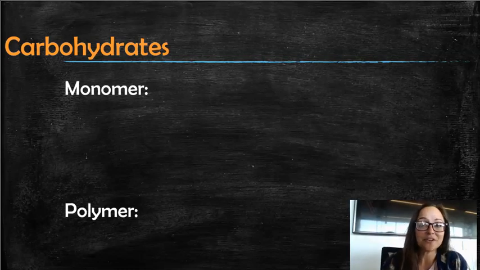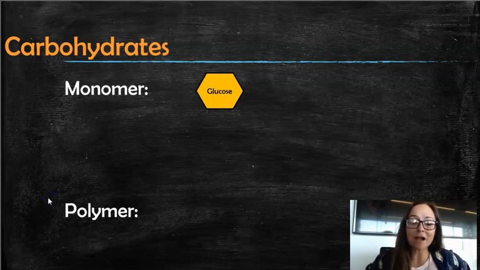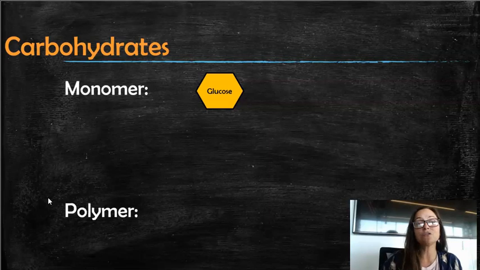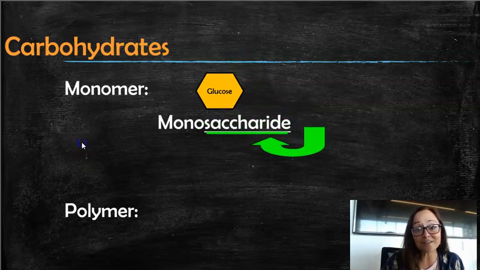So here in this little video, we're going to talk about the macromolecule called carbohydrates. Macromolecules, 3 out of the 4 of them, are built in this repeating monomer and polymer fashion. When we talk about carbohydrates, their monomer is one single sugar called glucose. Now, the general term for single sugar is actually monosaccharide, where saccharide is going to mean sugar.